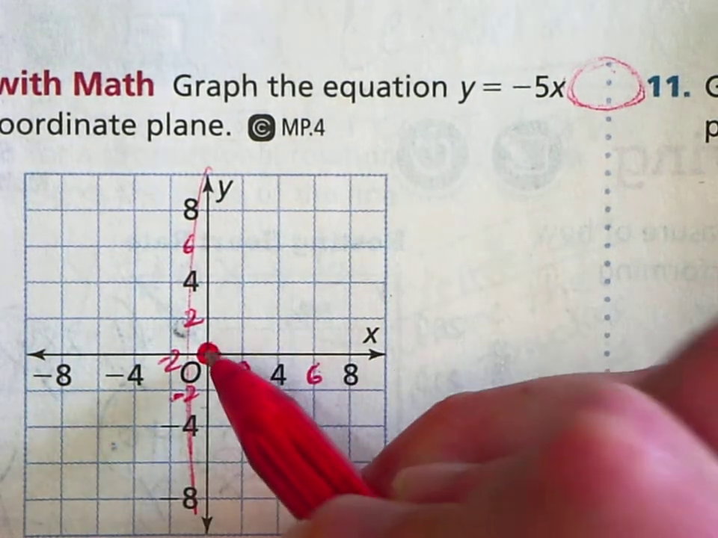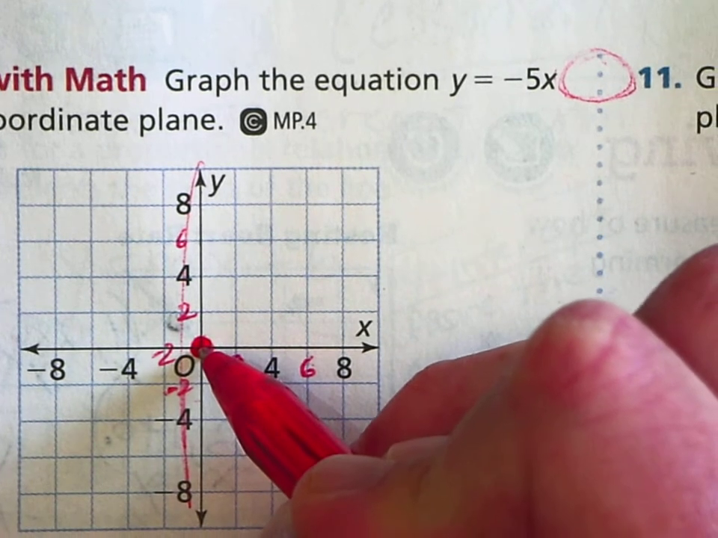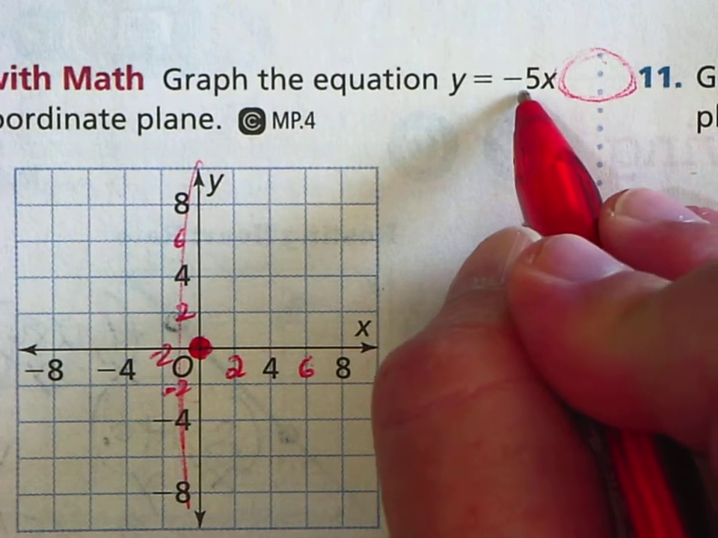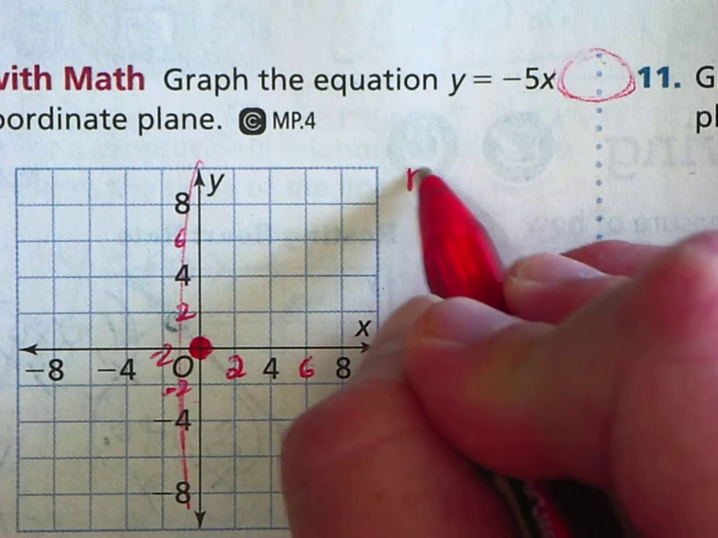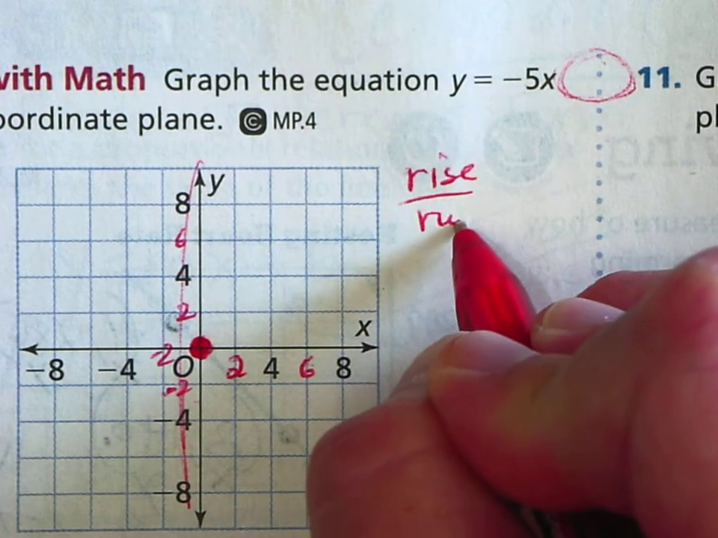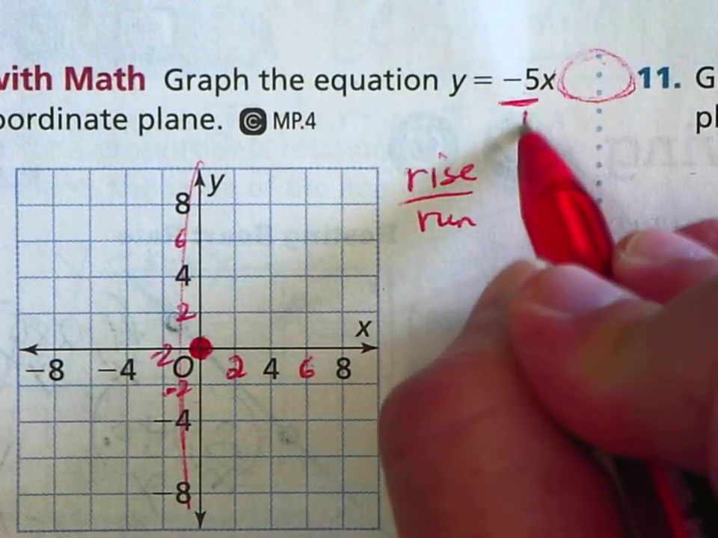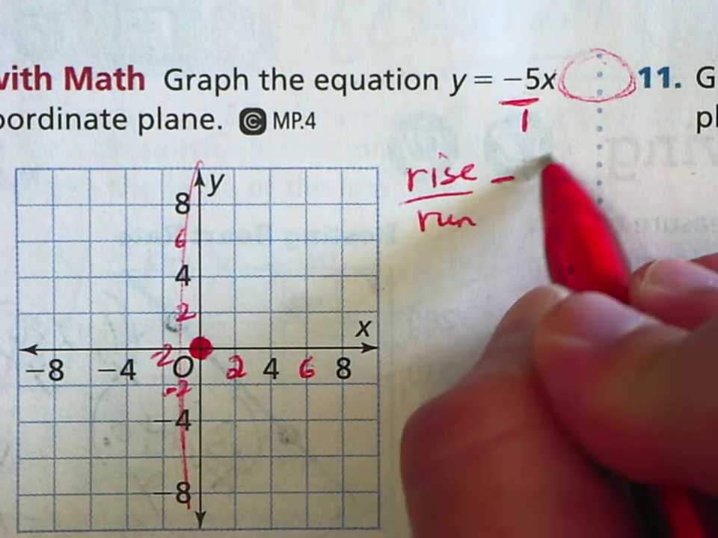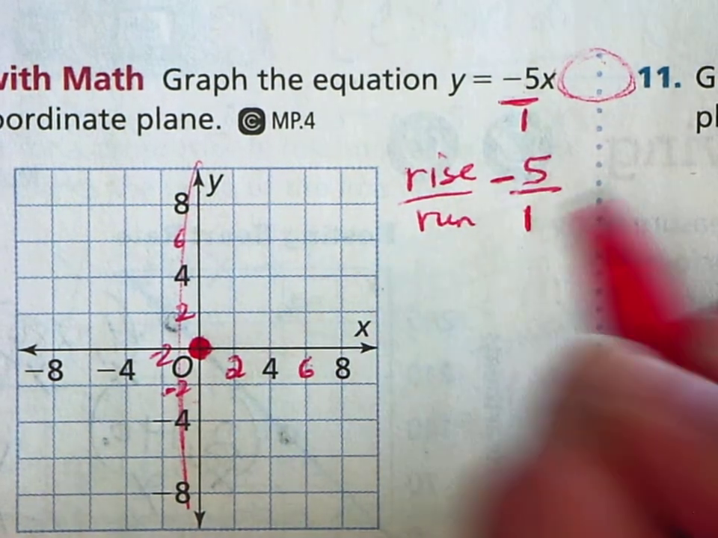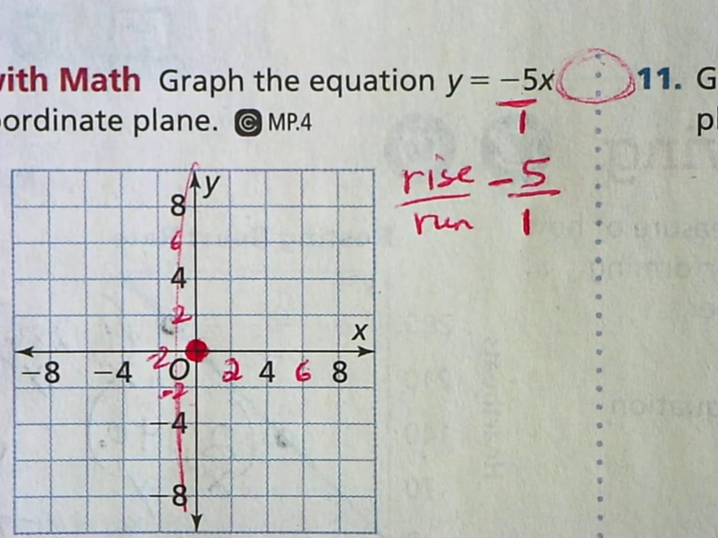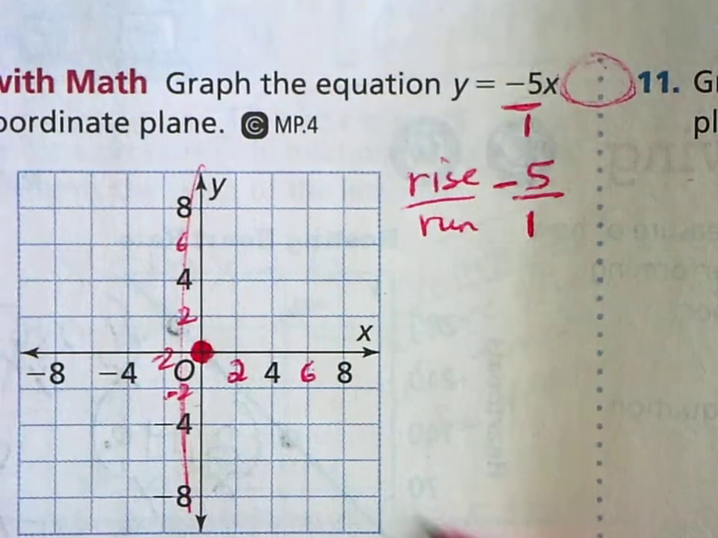Now, from that point, I'm going to rise and run the slope. Well, my slope is not a fraction. Remember, rise over run is a fraction. So I just need to make it a fraction by putting a 1 underneath it. So my rise is 5, my run is 1. Again, it's negative though. So my line has to be going down from left to right.